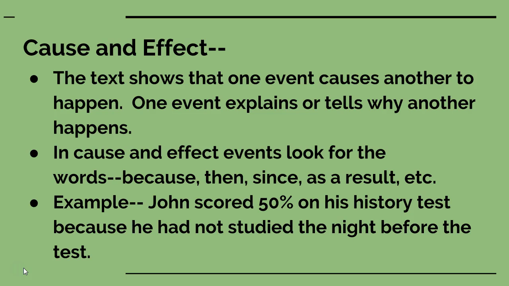Cause and effect. The text shows that one event causes another to happen. One event explains or tells why another happens. In cause and effect events, look for the words because, then, since, as a result, etc. Example: John scored 50% on his history test because he had not studied the night before the test.